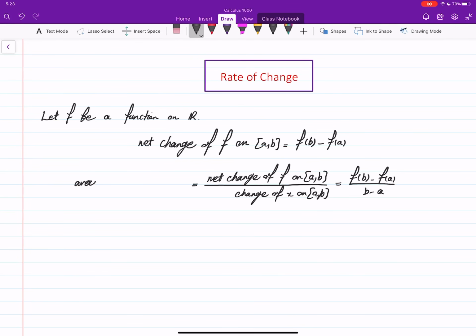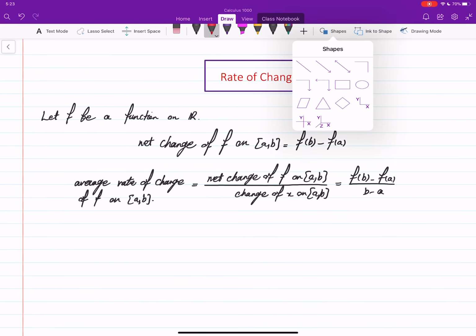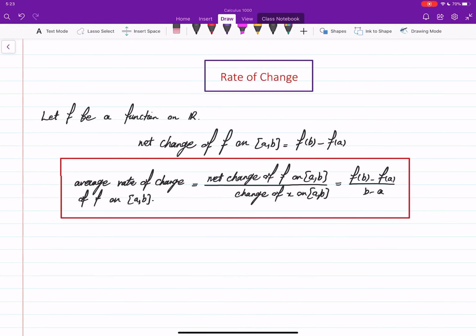We call it average rate of change of f on the interval ab. Average rate of change of a function on the interval ab. That's what is defined. So let me just put this one in the box. That's the first thing that we have.